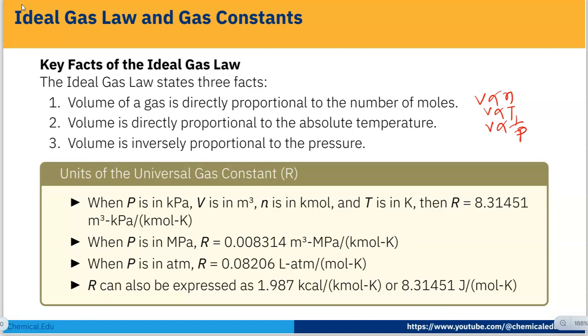So now the unit of universal gas constant R. When P is in kilopascal, V is in meter cube, n is in kilomole, T is in Kelvin, then R is 8.31451 meter cube kilopascal per kilomole Kelvin. When P is in megapascal, R is equal to 0.008314 meter cube megapascal per kilomole Kelvin. When P is in atm, R is 0.08206 liter atm per mole Kelvin. R can also be expressed as 1.987 kilocalorie per kilomole Kelvin or 8.31451 joule per mole Kelvin.